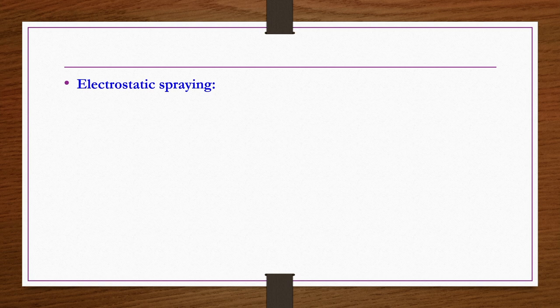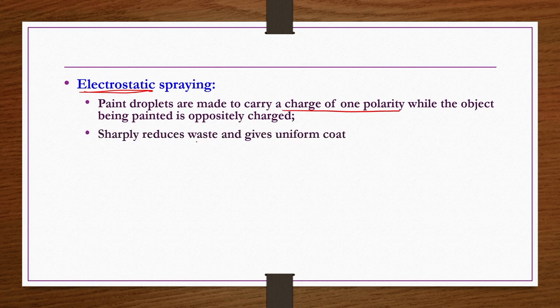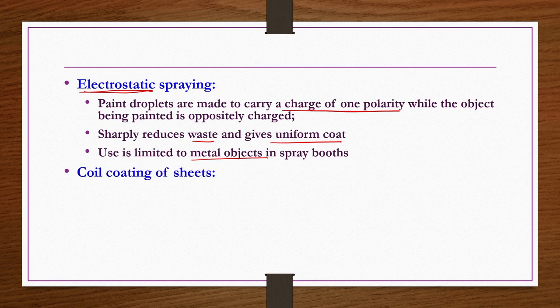Next one is electrostatic spraying. When you talk about electrostatic spraying, the surface on which you are doing the coating and the coating must have opposite charges. So paint droplets are made to carry a charge of one polarity while the object being painted is oppositely charged. This sharply reduces the waste and gives a uniform coat. Its use is limited to metal objects in spray booths only.